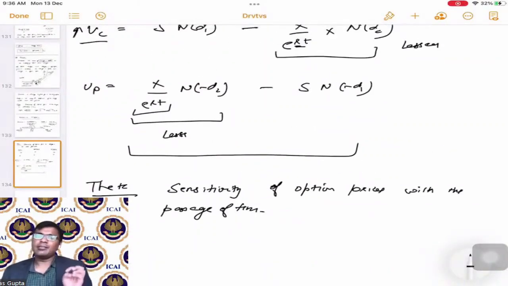The theta, there is a very perfect relation, that is the option prices with the passage of time, the gap between the future value and present value will come down, correct? And hence the option value will also come down.